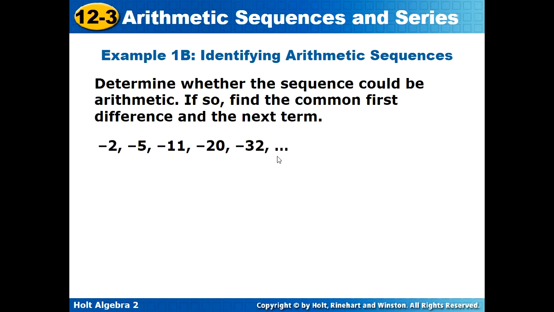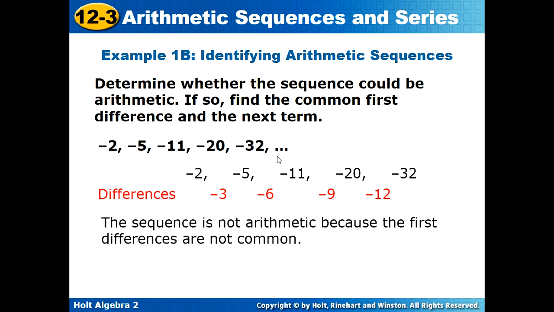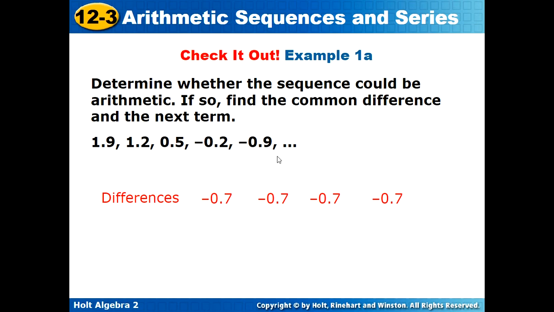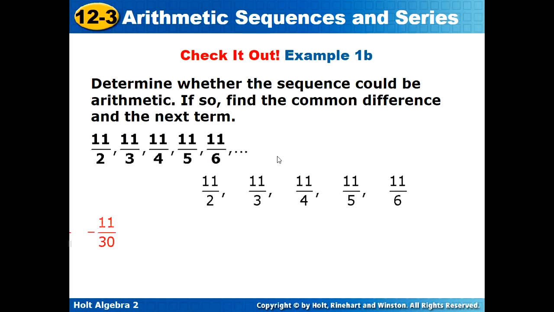Here's example 1b, the same thing. We're going to determine if it's arithmetic, and if it is arithmetic, we're going to find the common difference. If you look at each one, the difference between each one is different: -3, -6, -9, -12. This sequence is not arithmetic because the first differences are not common. Okay, so the first couple questions on your homework should be pretty easy because all you're telling me is whether it's arithmetic or not. Here's another example. If you look at each one of these, they have the same first difference. So it is arithmetic with a common difference of -0.07. And then there's one with fractions.